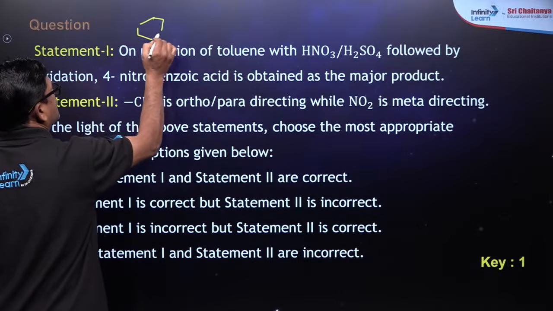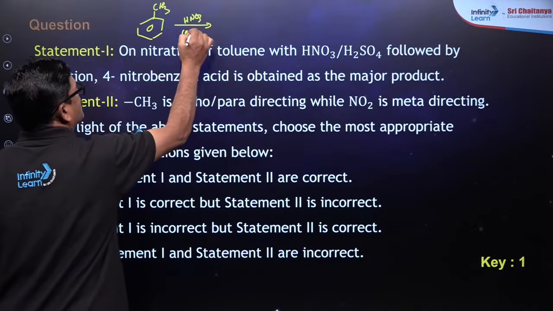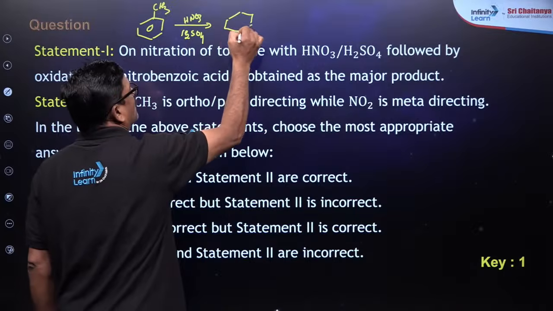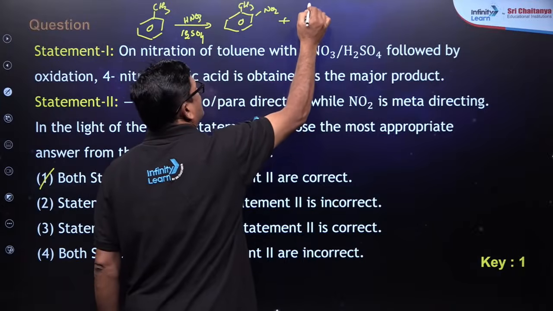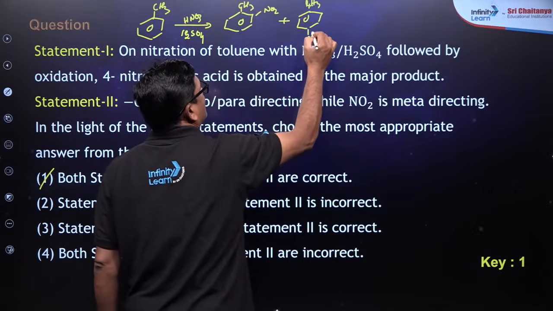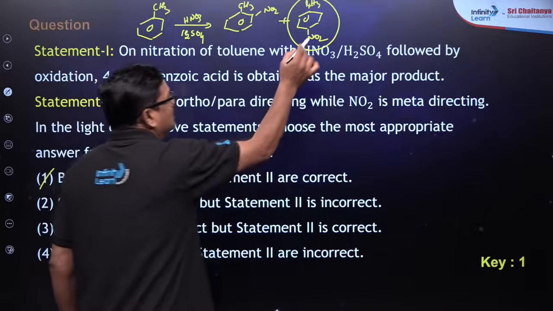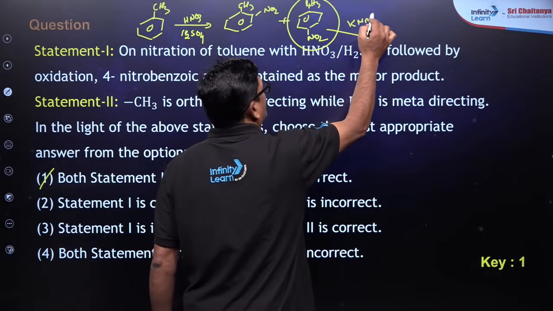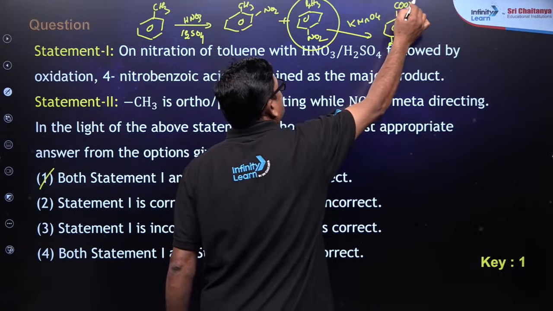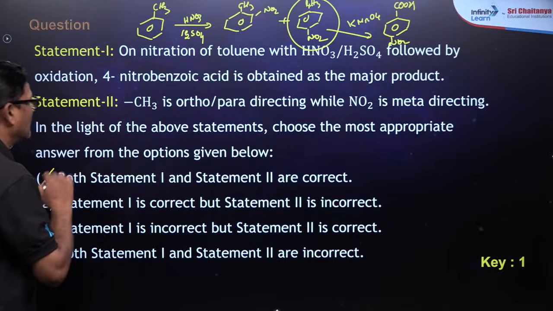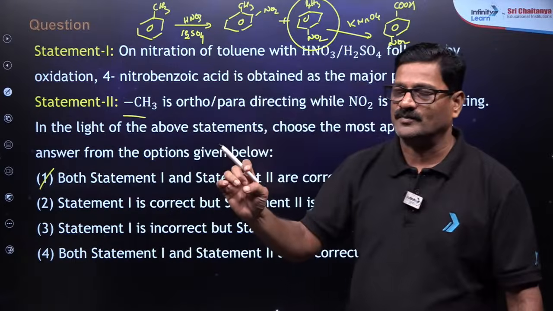Nitration of toluene: this is your toluene, and on treatment with HNO3 and H2SO4 you are going to get the ortho and para products. The methyl group is an ortho director and a para director, giving CH3 and NO2, and among these the para is going to be the major product. When this is treated with oxidation by KMnO4, you will get 4-nitrobenzoic acid. It is true. And the methyl group is ortho and para directing. That is also true. Both statements are true.